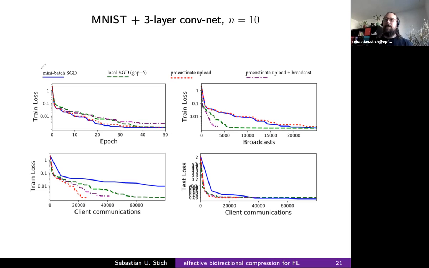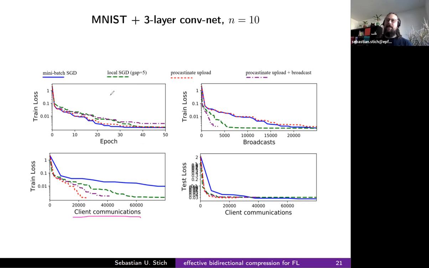So in blue, we have standard mini batch SGD. And in other colors, other algorithms. It's important to note that when I just compare the epochs, all the schemes behave roughly similar, not exactly, but roughly similar. Now I will focus on this client communication plot. Here it becomes a bit more interesting.